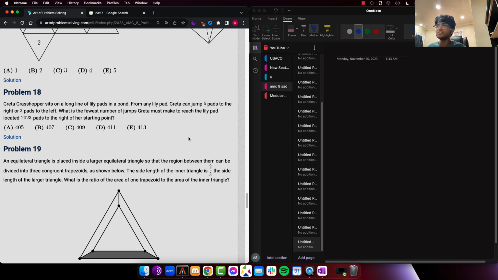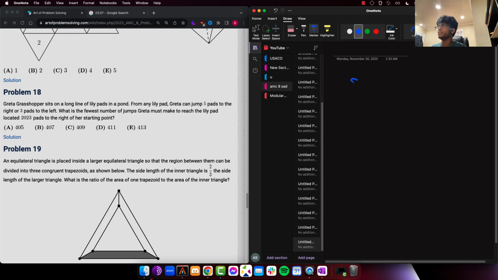18. A grasshopper sits on a long line. Okay, 5 to the right or 3 to the left. What is the fewest number of jumps? So 2023. So we have to do 2023 divided by 5 because we want to be kind of greedy, but not really. So 2023. 4. This will become 0, and then you drop the 2. This becomes a 0. Then you drop the 3. This becomes a 4. And you get 3 left, right? So it's 404 times 5 plus 3.